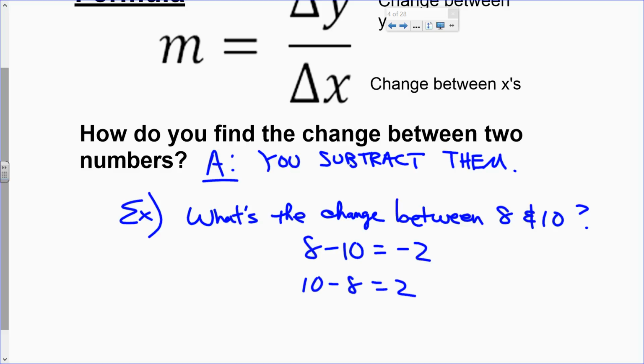How far apart are the numbers? Well, that's the change between them. You subtract the two numbers. It doesn't matter which one comes first. When you subtract them, it tells you how far apart those numbers are from each other. So let me show you how this formula works.